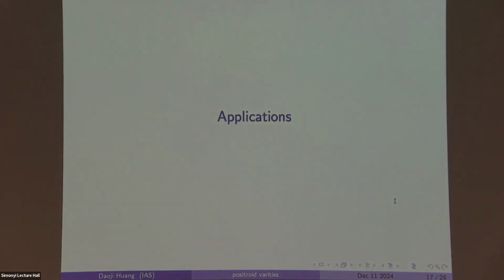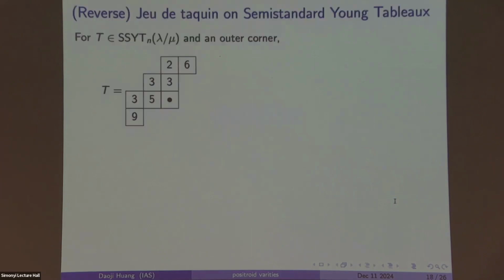Let me talk about some applications. So what's this good for? Tableaux are a very important object in a big part of algebraic combinatorics. And here's an operation on tableaux that's important for many different reasons, but let me tell you just an operation on tableaux, and I'll relate that to standard monomials and Positroid varieties.